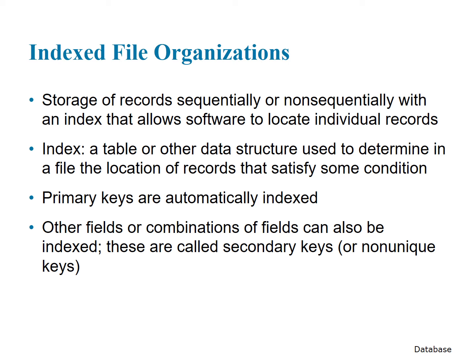An index can point to a unique record, a primary key index, such as on the product ID field of a product record, or to potentially more than one record. An index that allows each entry to point to more than one record is called a secondary key index. Storage of records sequentially or non-sequentially with an index that allows software to locate individual records. Index: a table or other data structure used to determine in a file the location of records that satisfy some condition.